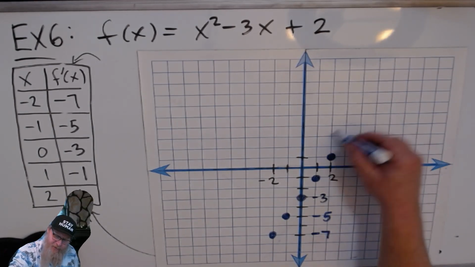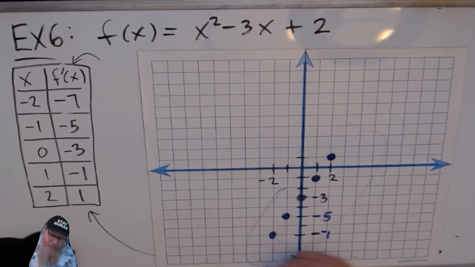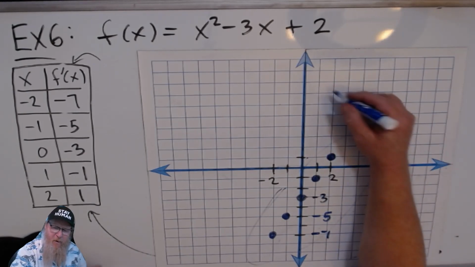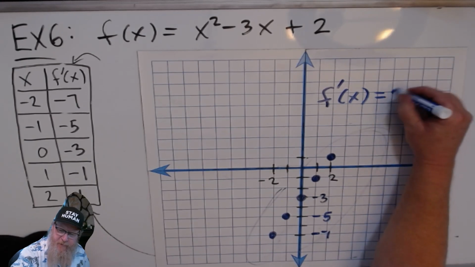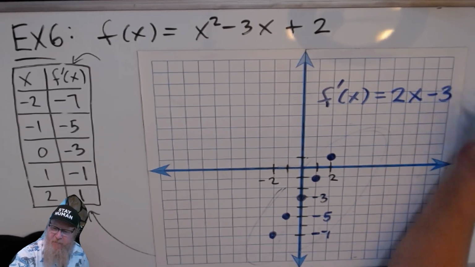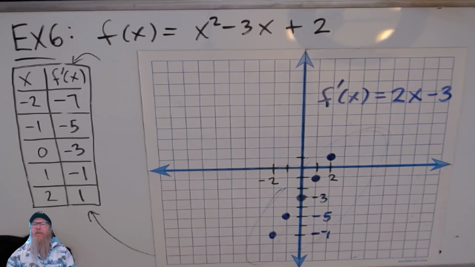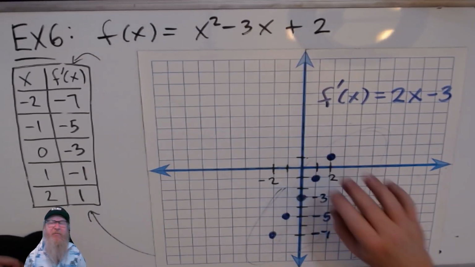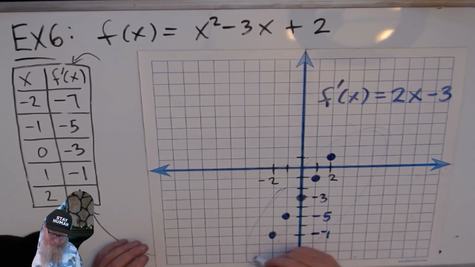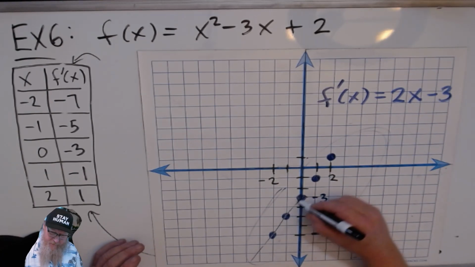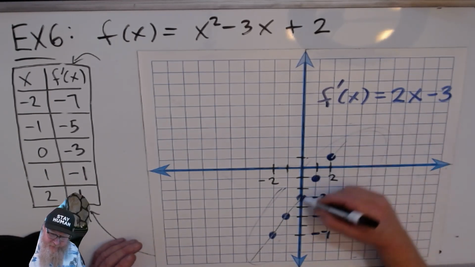So these dots are the derivative 2x minus 3. In the future, I'll probably just connect them with a straight line. But for this example, I just wanted to show you the dots.